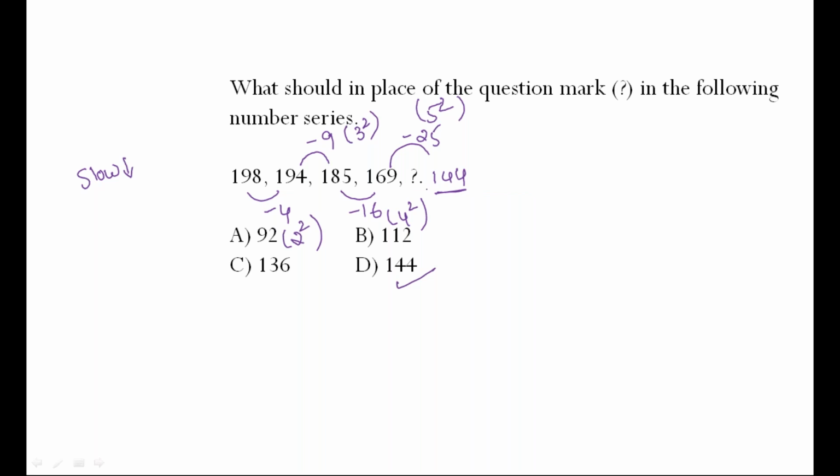Option D is correct. We are taking the difference between the numbers. So once you perform that, the differences are 4, 9, 16 and 25. Is it?